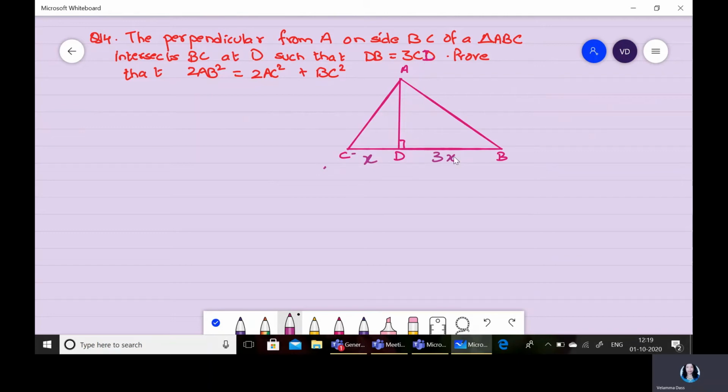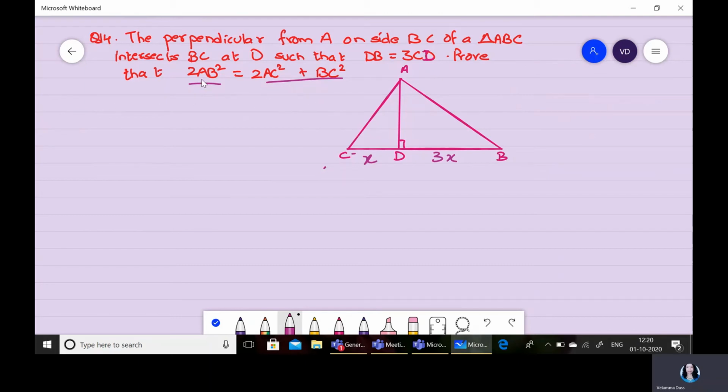So we got a relation. CD is X, so BD is 3X. Now we have to prove 2AB square equals 2AC square plus BC square. So LHS equals RHS. Either I can take LHS and manipulate it such that I get my RHS. I can consider LHS and take AB square, find what AB square is, and manipulate my LHS such that I get AC square and BC square. Or you can consider RHS and manipulate the RHS and bring it to LHS. Any way you can do it.